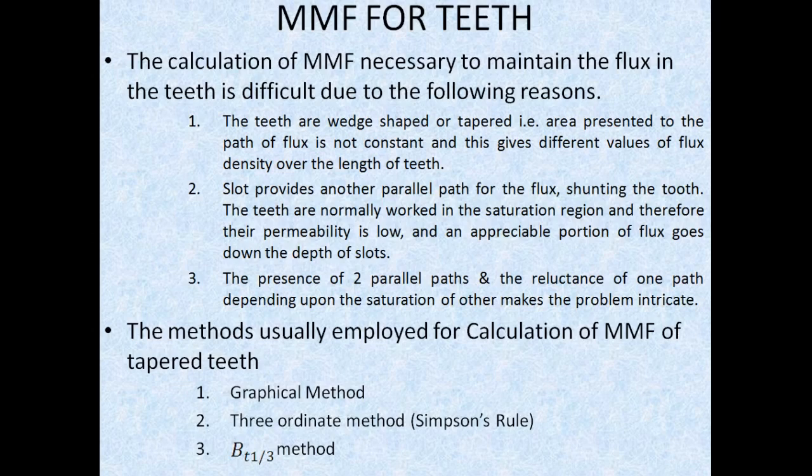This causes a sufficient portion of flux to go through the slots. Hence, slots provide another parallel path for the flux. This presence of two parallel paths, and the reluctance of one path depending upon the saturation of the other, makes it more complex. Mainly three methods are employed for the calculation of MMF for teeth. Definitely the teeth is tapered in shape. The three methods are graphical method, 3-ordinate method and BT 1/3 method.